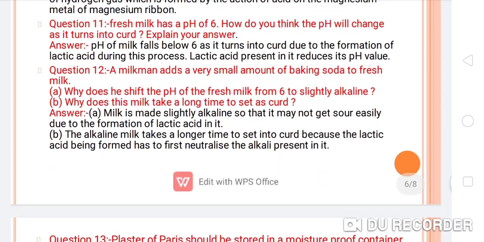Now come to question number 11, that is, fresh milk has a pH of 6. How do you think the pH will change as it turns into curd? Explain your answer. So the answer is the pH of the milk falls below 6 as it turns into curd due to the formation of lactic acid. During this process, the lactic acid present in it reduces its pH value.